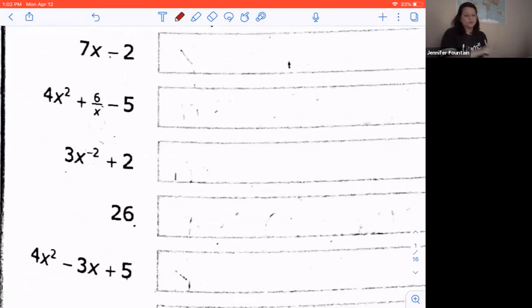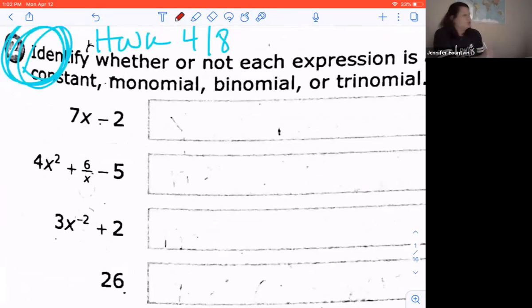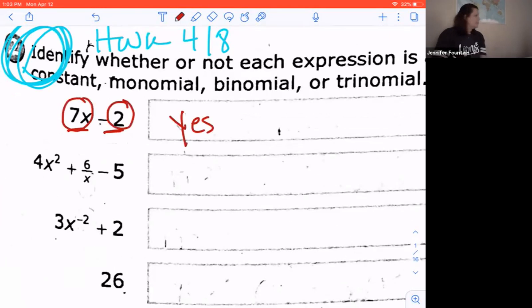So I can see my first one is 7x minus 2. Is this a polynomial? Remember, a polynomial has more than one term. And it is, because I can see I've got 7x minus 2. So yes, it is. And I can see that I have two terms separated by my minus sign. So two terms is a binomial. Okay, so for the first one, it would be yes, it's a binomial.